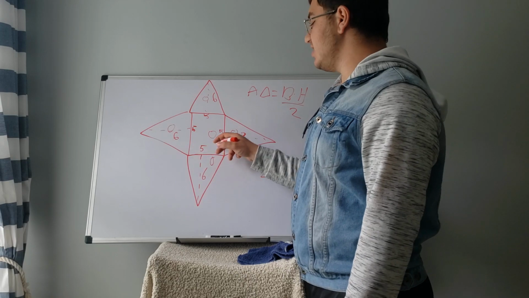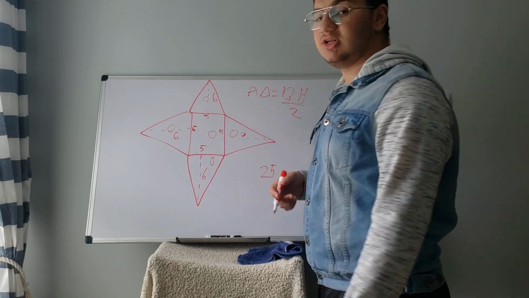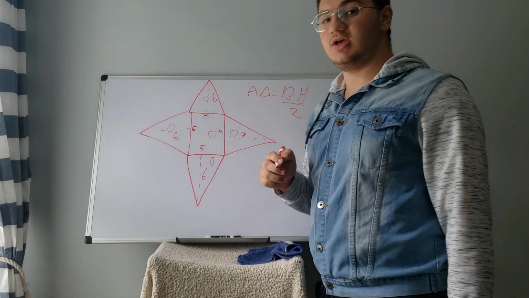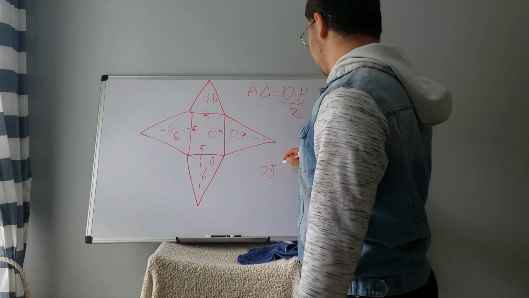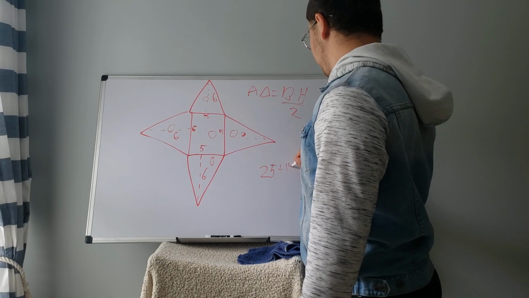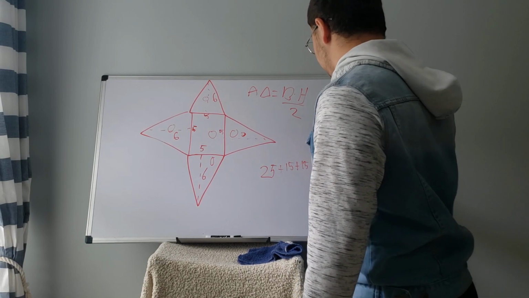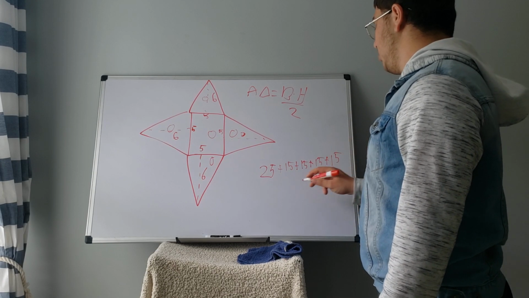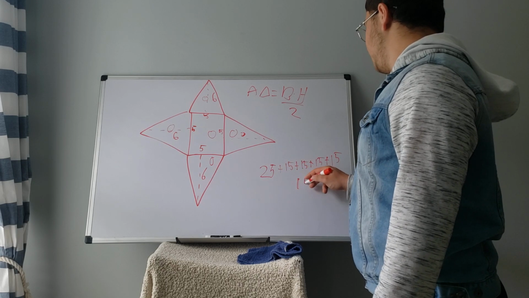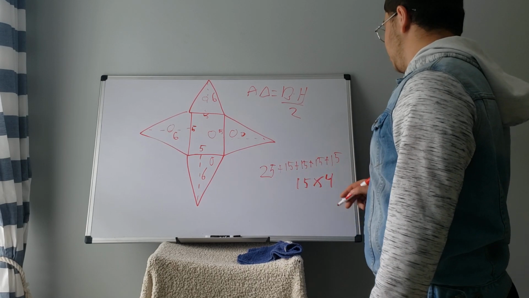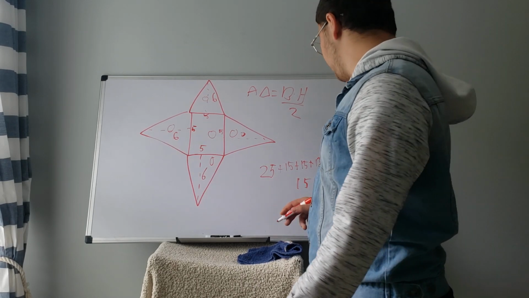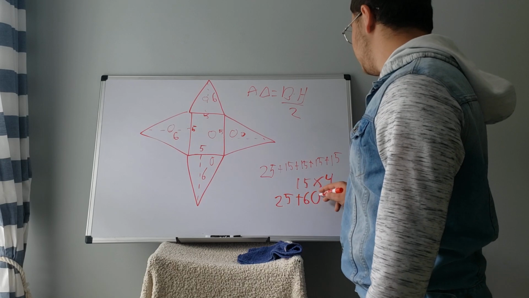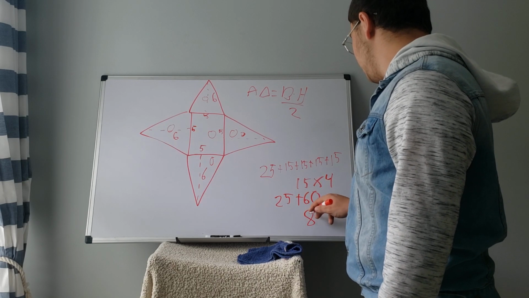We have a base of 5 and a height of 6. Now we're just going to plug that into our formula like we've always done. So 5 times 6 gives us 30, divided by 2 gives us 15. So we're going to do 25 plus 15 plus 15 plus 15 plus 15. Or you could just do 15 times 4, which gives us 60, and we add that to 25. 25 plus 60 gives us 85.